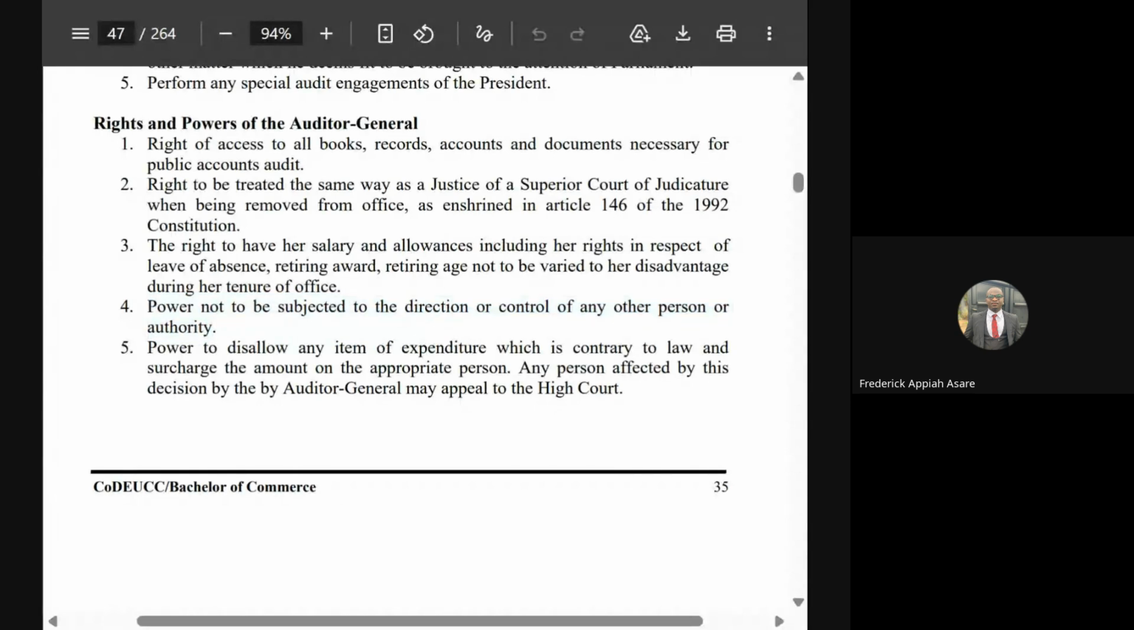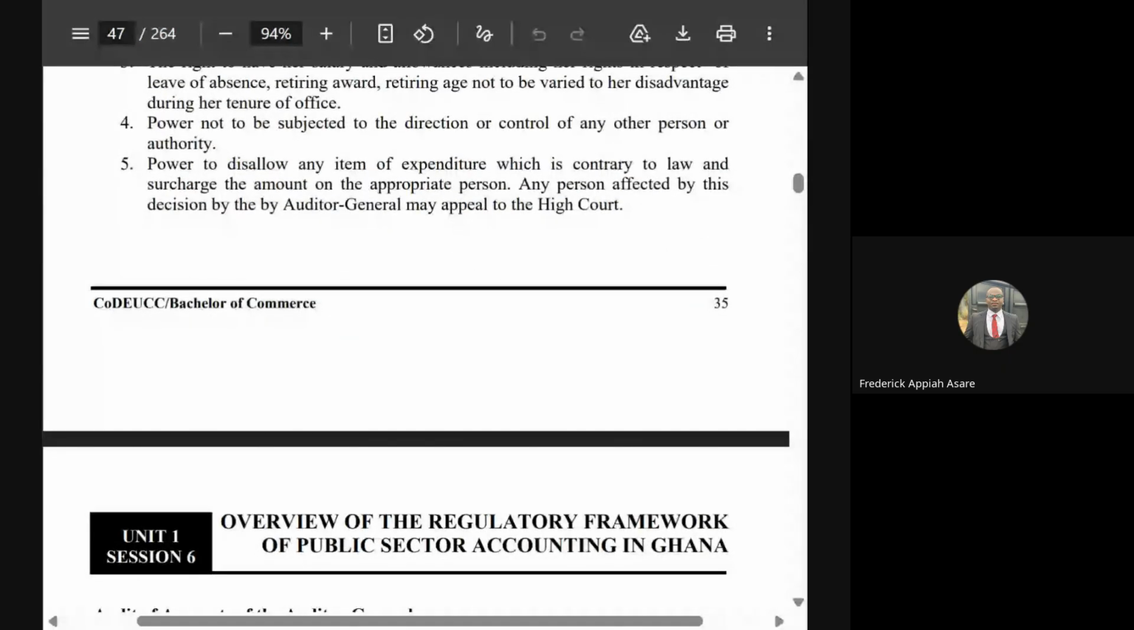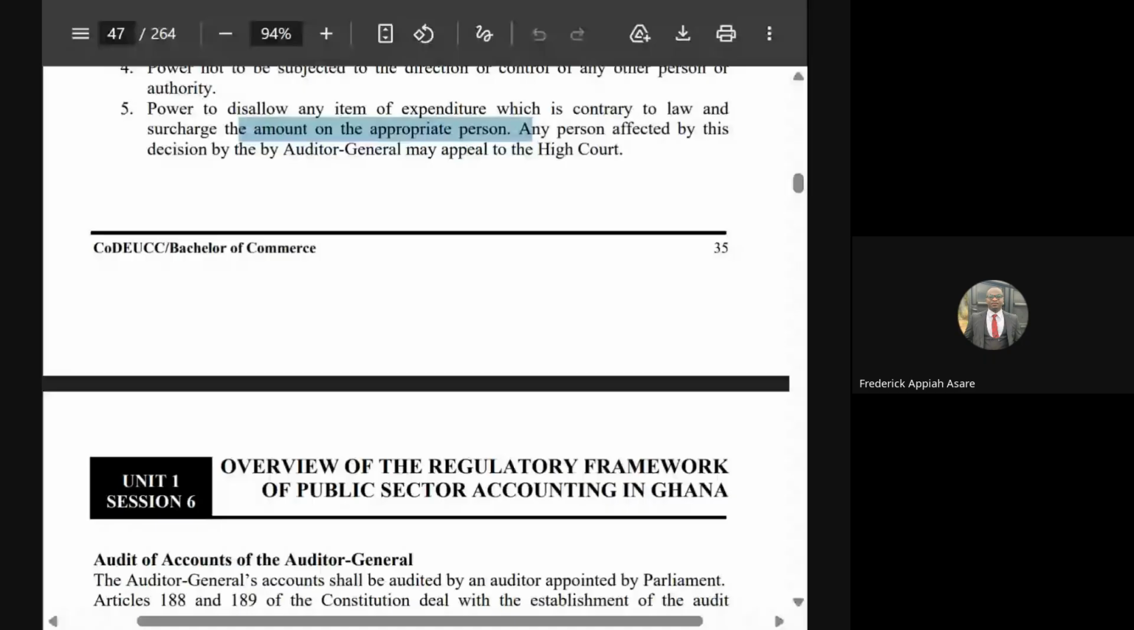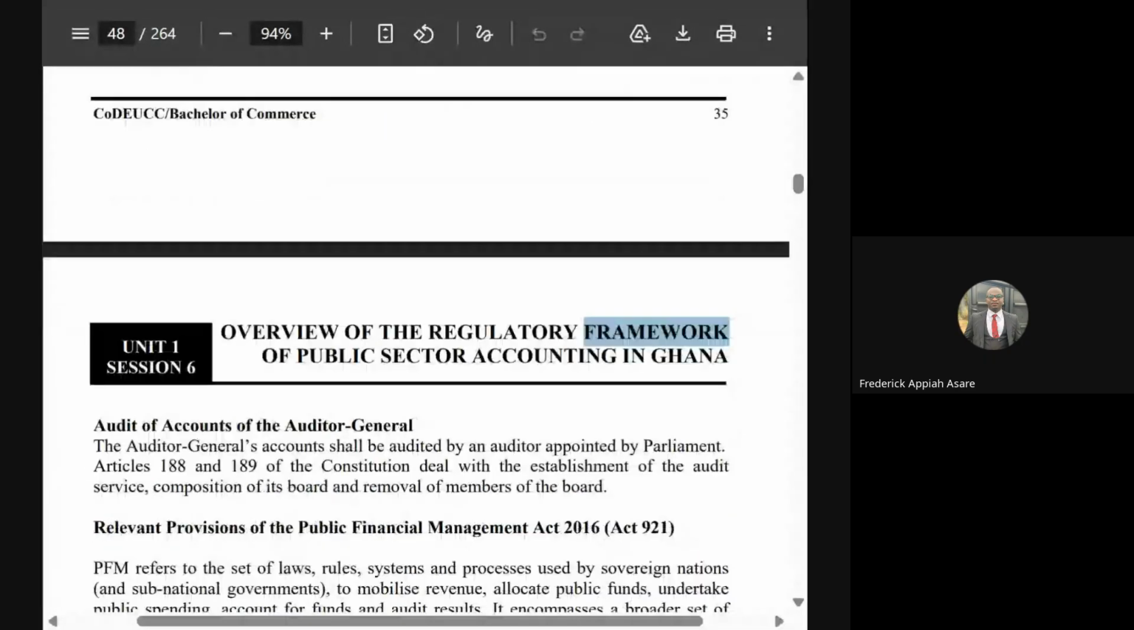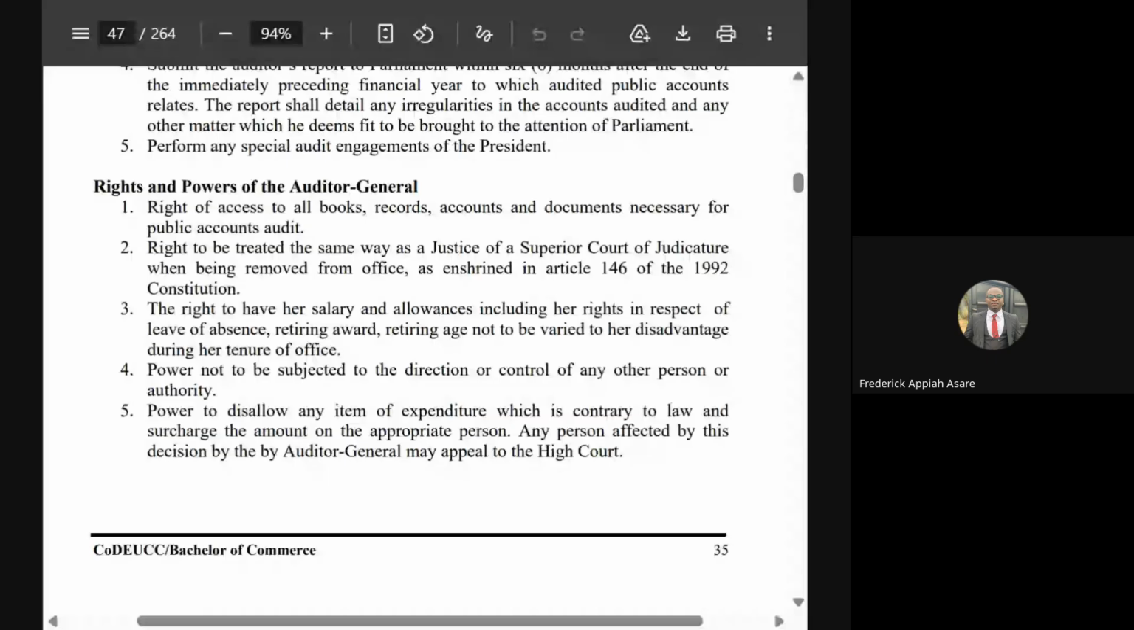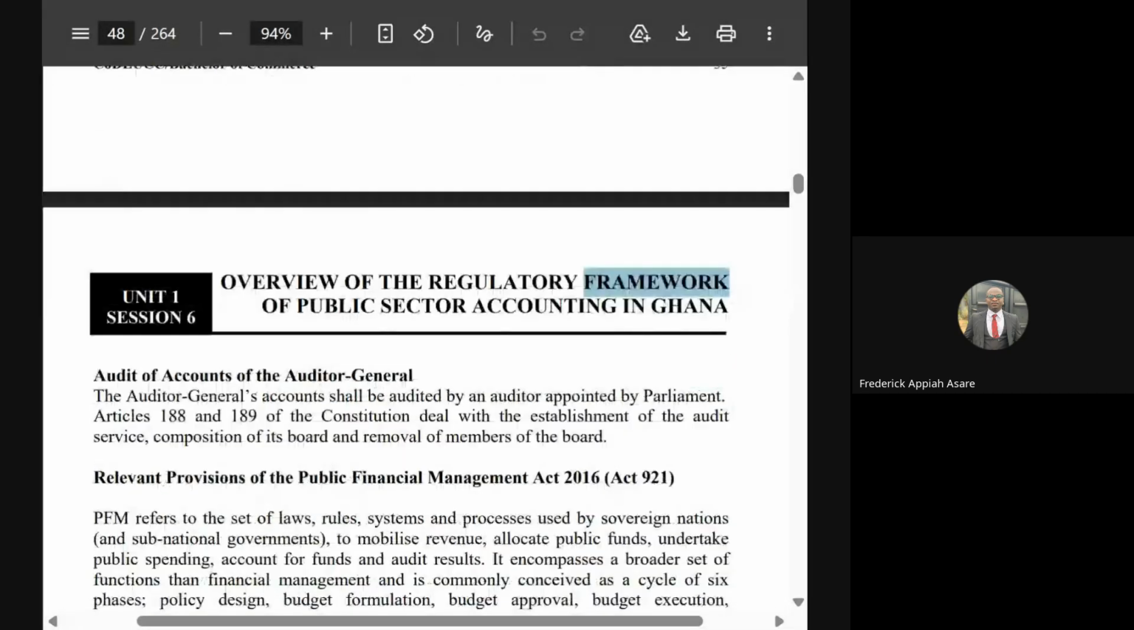He has the power to disallow any item of expenditure which is contrary to law and surcharge the amount to the appropriate person. So after they realize that people are not doing the right thing, he has the right to send them to court and surcharge them. That is the amount the appropriate person has. So that is the rights and powers of the Auditor General.